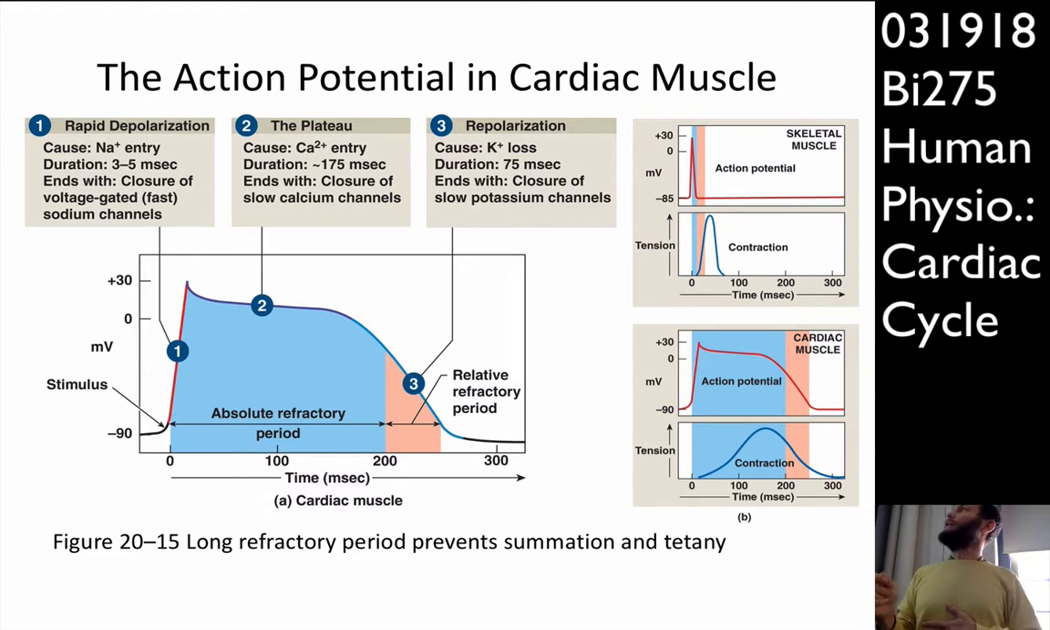The upshot here is that in a skeletal muscle, we can have twitches and wave summation, and we can reach a tetanus in a skeletal muscle fiber. But you are not able to reach tetanus in a cardiac muscle fiber. You can't have wave summation in a myocardiocyte. And this is a good thing. You don't want your heart muscle to go into tetanus, right? You don't want your heart muscle to be contracted and unable to release.